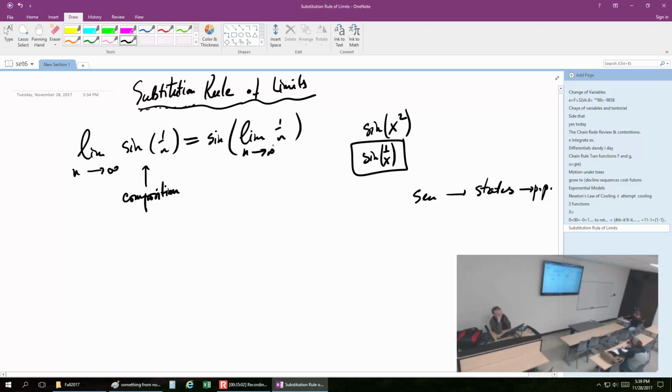Okay, so like I said, on the left, the sequence 1 over n is substituted in sine, forming a composition. But on the right, it's still about substitution, except we're substituting the limit of the sequence rather than the sequence itself. And that simplifies our life, because the limit of 1 over n is 0, and we have our answer.